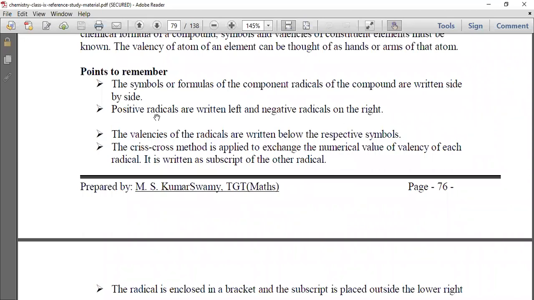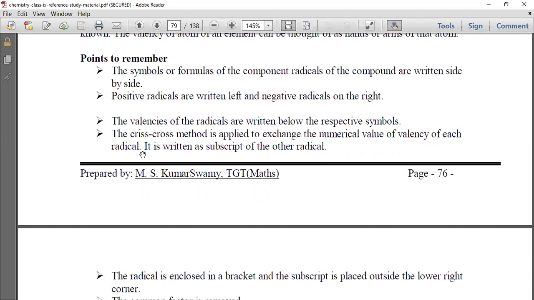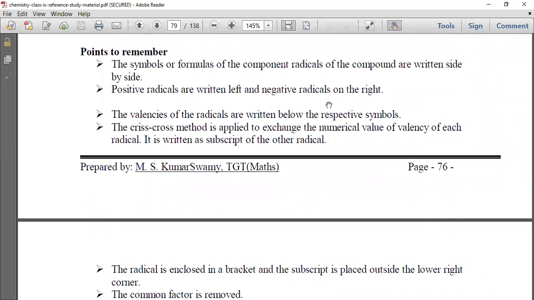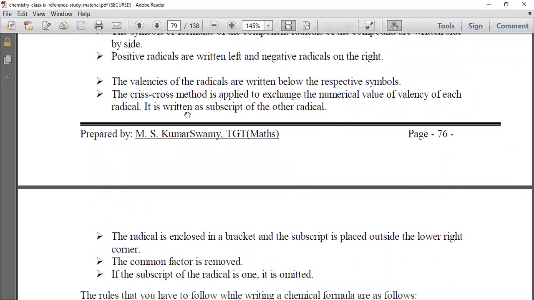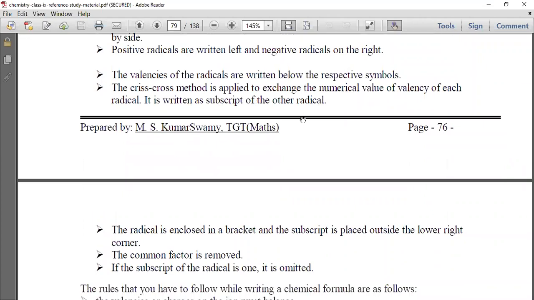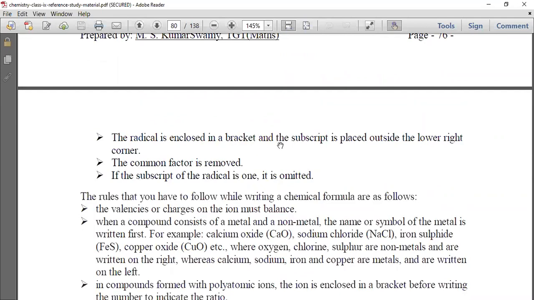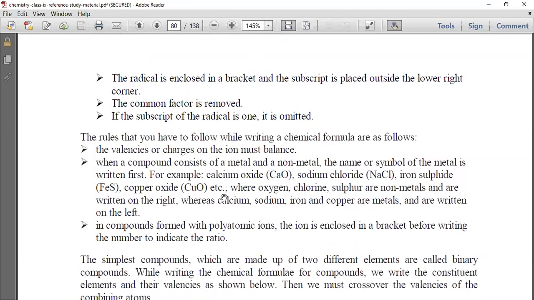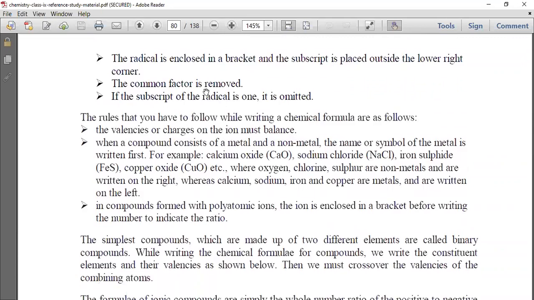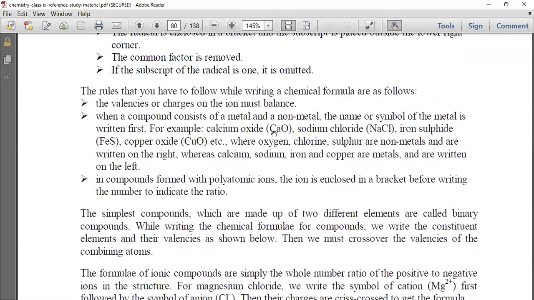Written side by side, positives are written on the left and negatives on the right. Valencies are written right below the respective symbols. The crisscross method is applied to exchange the numerical value of valency. The radical is enclosed in a bracket and the subscript is placed outside at the lower right corner. The common factor is removed. If the subscript of the radical is 1, it is omitted. Okay, so these are some examples.